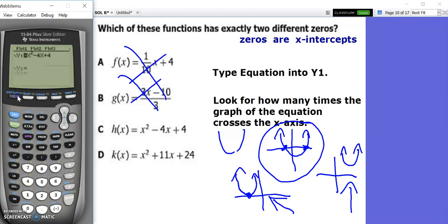So I'm going to graph the first one. If you go to y equals, the top left button, and you click it, let's put in letter C. I already have it typed in here, so go ahead and type that in. X squared minus 4x plus 4.